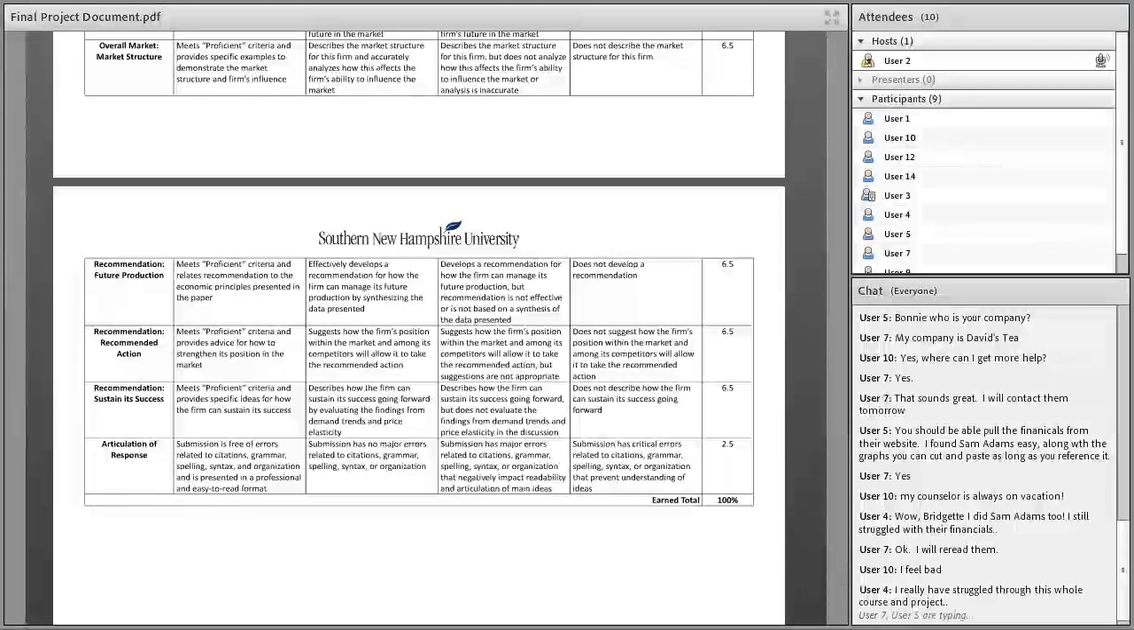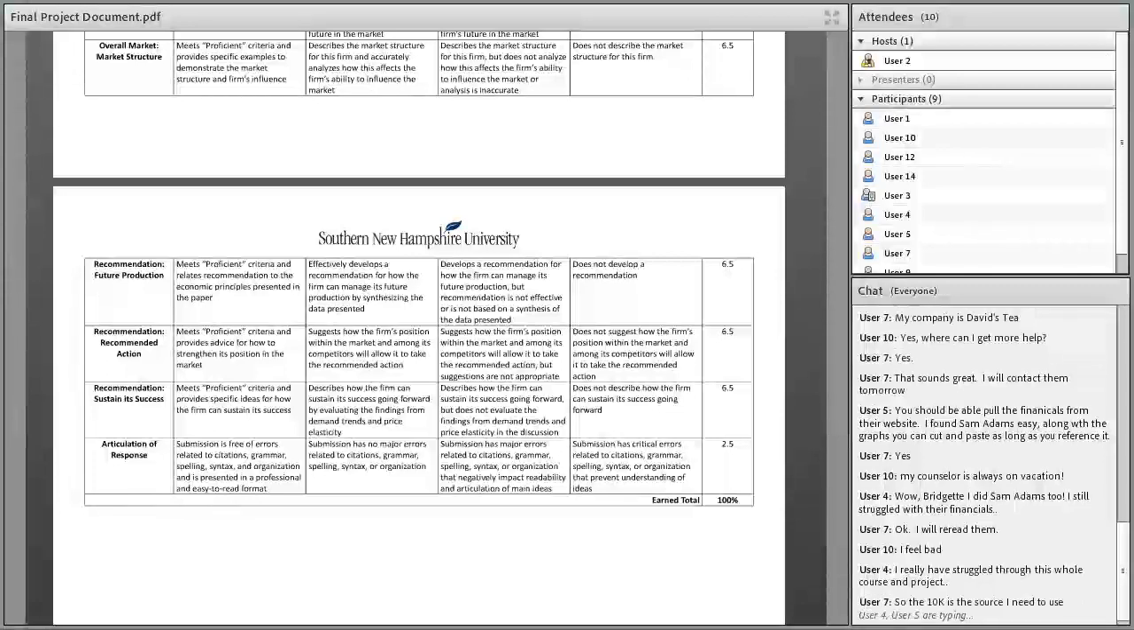Samuel Adams shouldn't have been excessively difficult compared to other companies, I must say, although it is still a smaller market in some ways because it's a specialty beer. The 10K. What is the 10K, Bonnie?